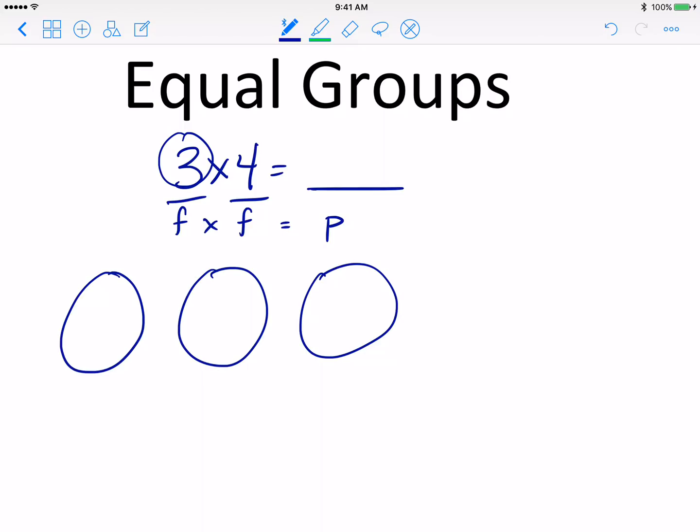So I'm going to do tallies, and I'm going to do an example in a second that'll show why I like to use tallies. So we're going to do 1, 2, 3, 4. 1, 2, 3, 4. 1, 2, 3, 4.